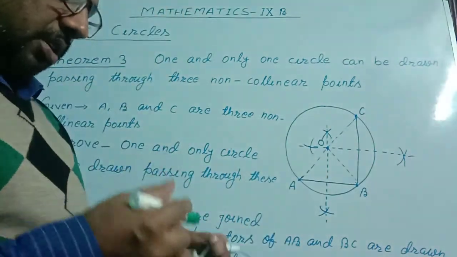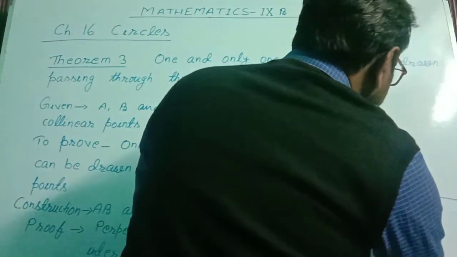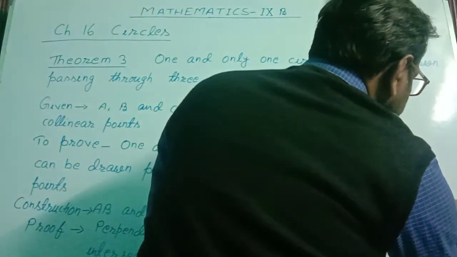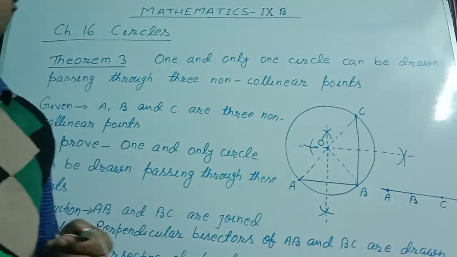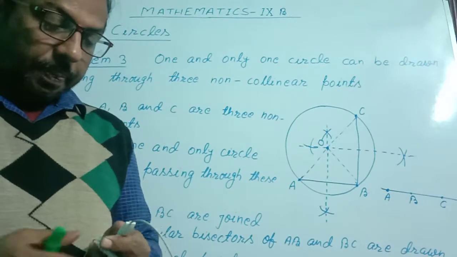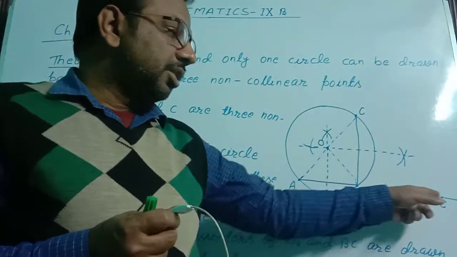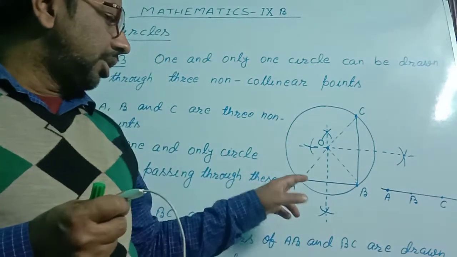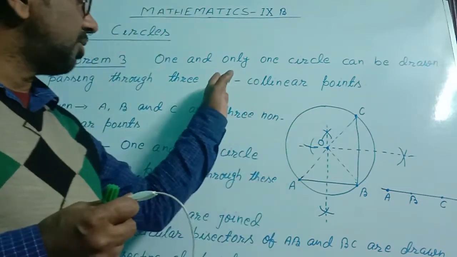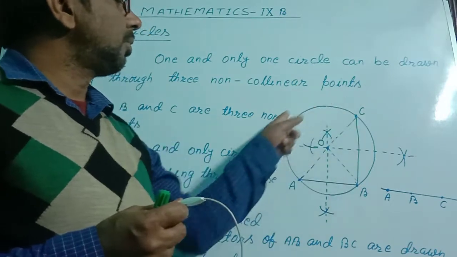If you see the example of collinear points, then this is a straight line. All these 3 points lie in the same straight line. Then we say A, B, C are collinear points. But here these 3 points A, B and C do not lie on this type of straight line. So we say A, B, C are non-collinear points, and as per the statement, only one circle can be drawn through these 3 non-collinear points.